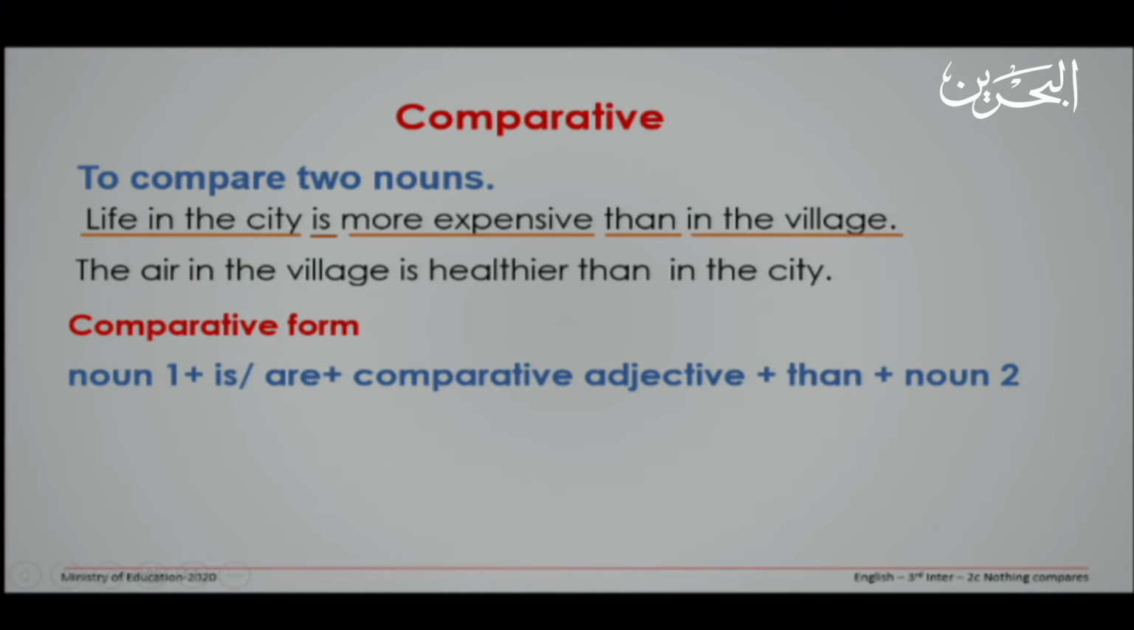The second example, we have noun number 1, the air in the village. Then we have is. Our comparative adjective is healthier. We write than, then noun number 2 in the city.